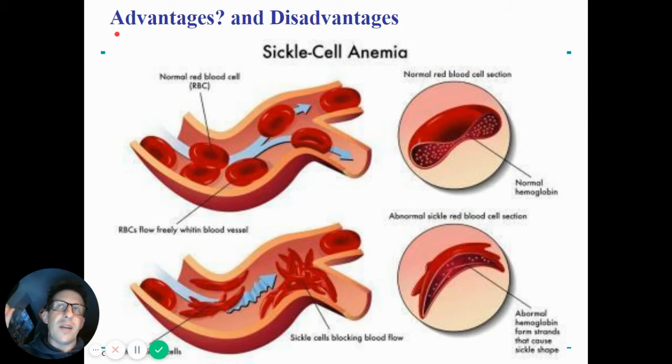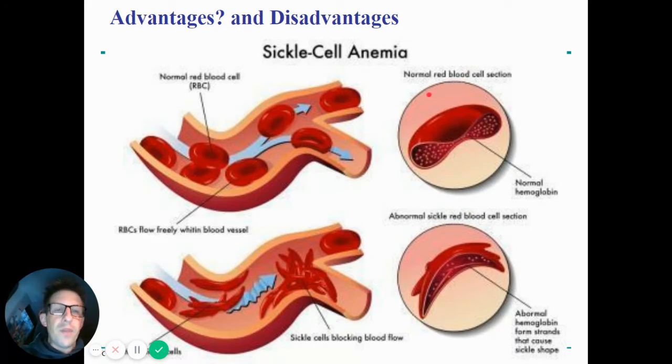Sickle cell anemia is a recessively inherited disorder, which means you have to have two recessive alleles to get it, right? If you have no recessive alleles, you don't have it. You have normal blood that looks like this. If you are heterozygous for it, you have blood that looks like this, but you're a carrier of the disease.